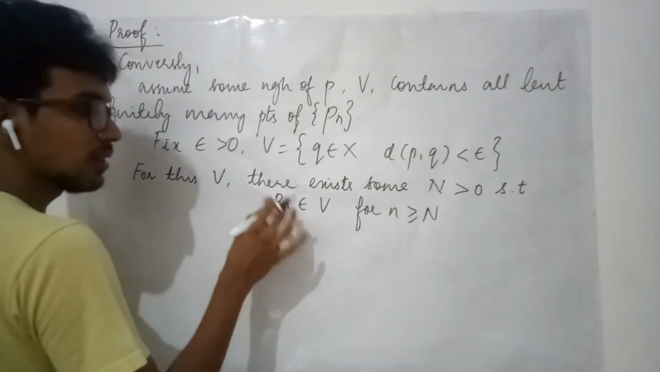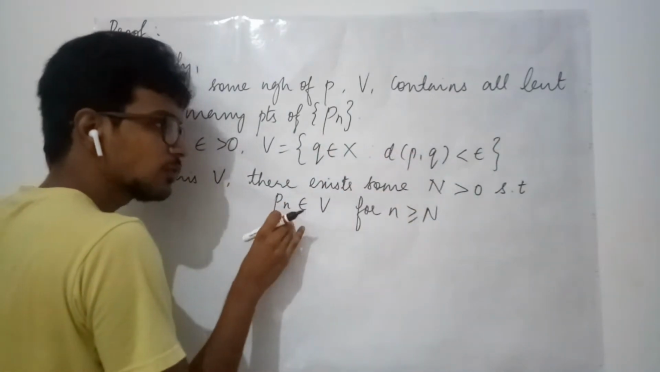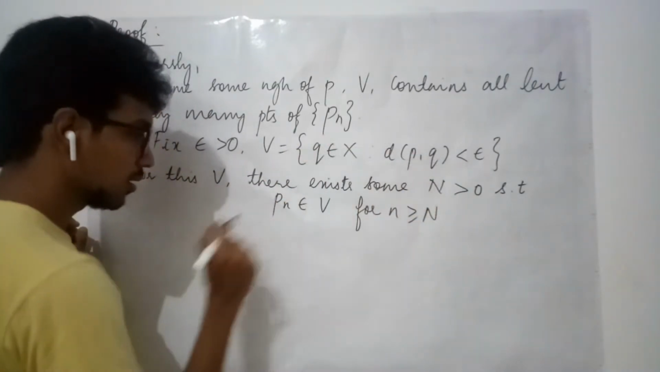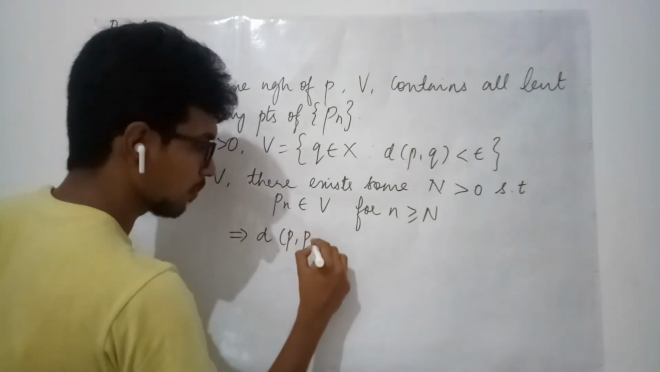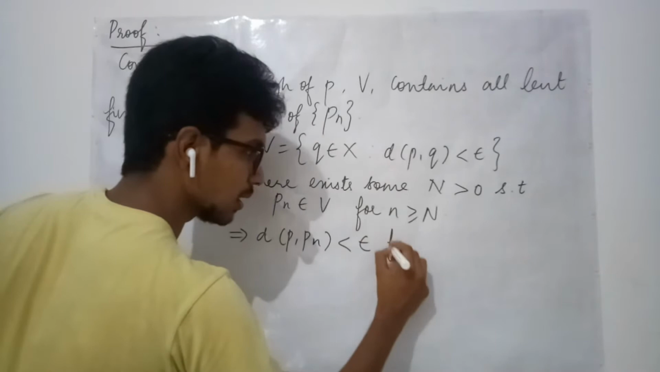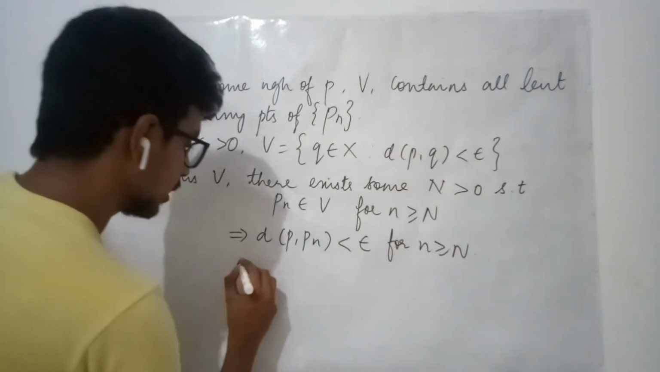Now, if you just look at these things, forget about the other points. These points will satisfy this condition. So what you are having is that d(P, Pn) is less than epsilon for n bigger than or equal to N. And this proves what?